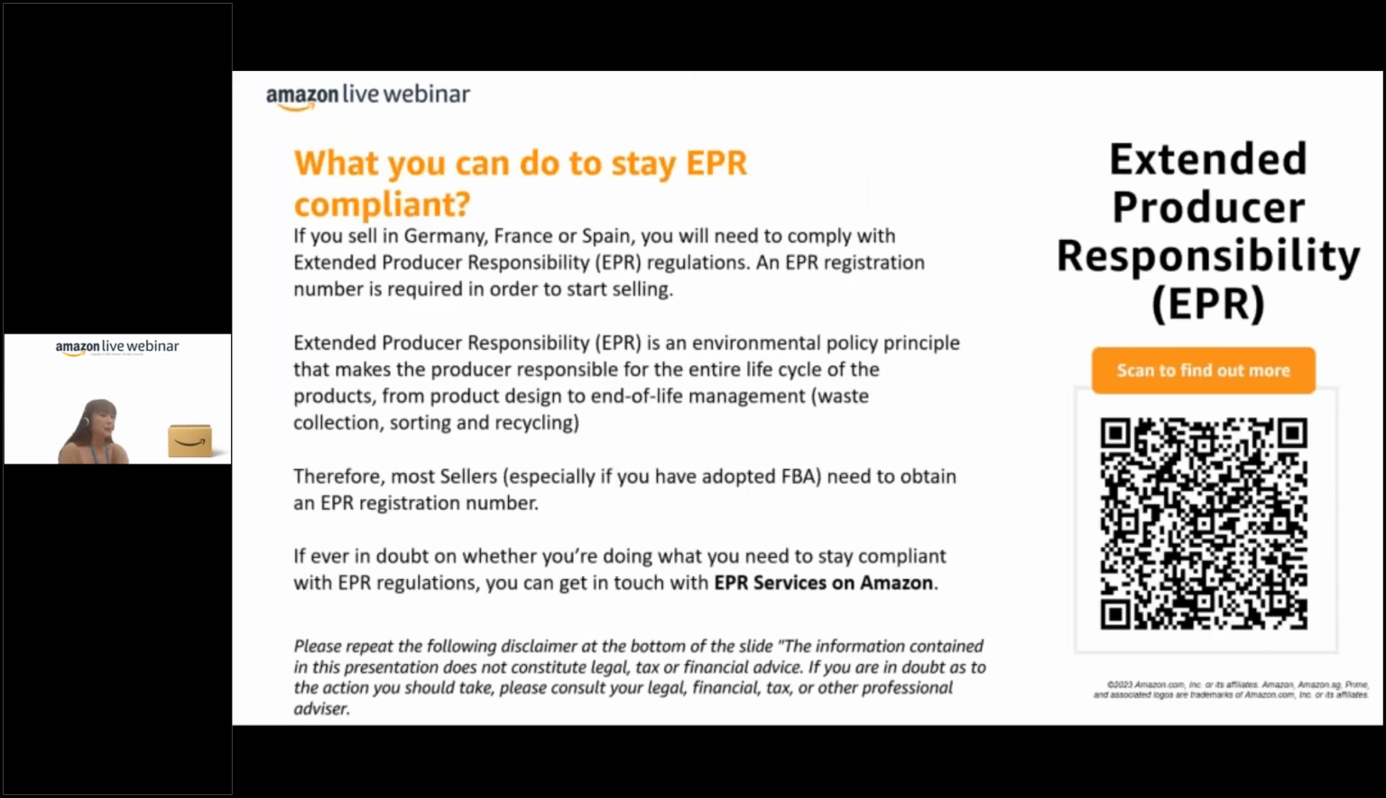All right, so let's talk about what extended producer responsibility, EPR, is. EPR is an environmental policy principle that makes the producer responsible for the entire life cycle of the product, from product design to end of life management, including waste collection, sorting, and recycling. If you are planning to sell in Germany, France, or Spain, do remember that you need to comply with the EPR regulations. An EPR registration is required in order to start selling. Therefore, most sellers, especially if you have adopted FBA, need to obtain an EPR registration number. Of course, if ever in doubt on whether you are doing it correctly or what you need to stay compliant with EPR regulation, you can get in touch with the EPR services on Amazon.